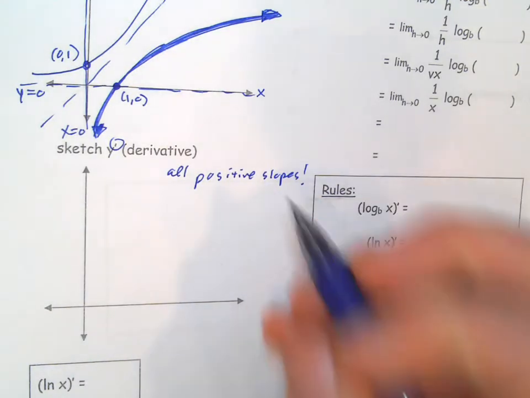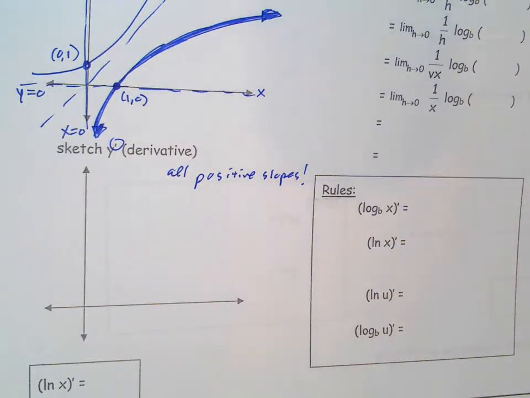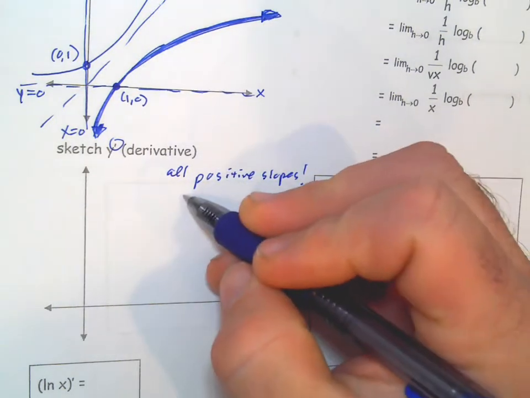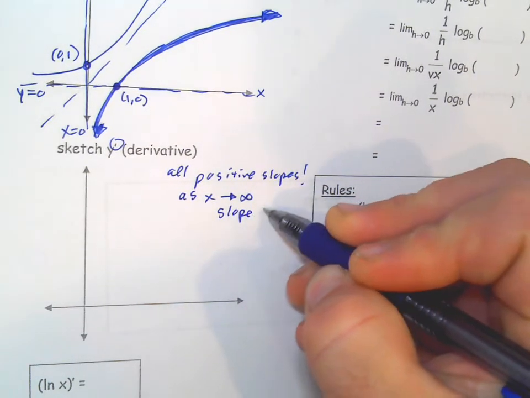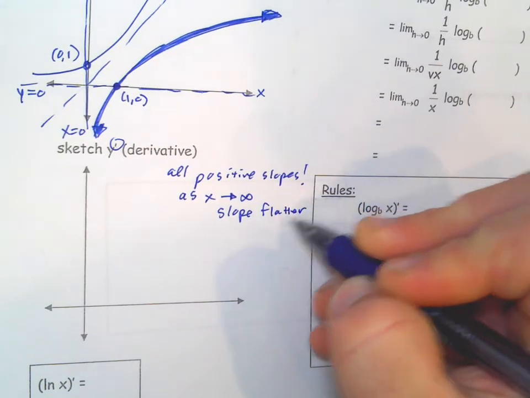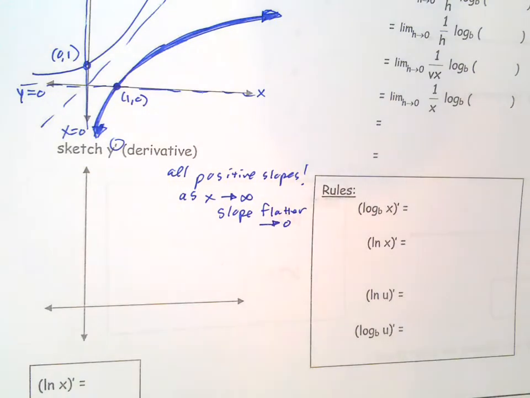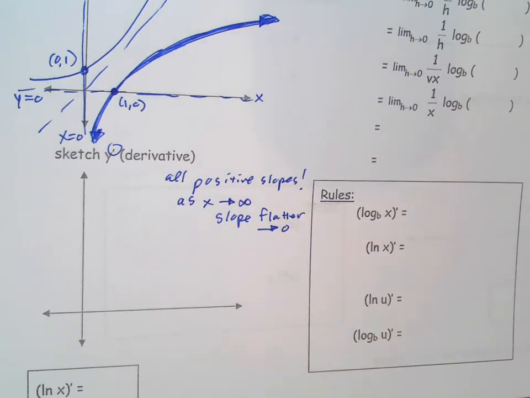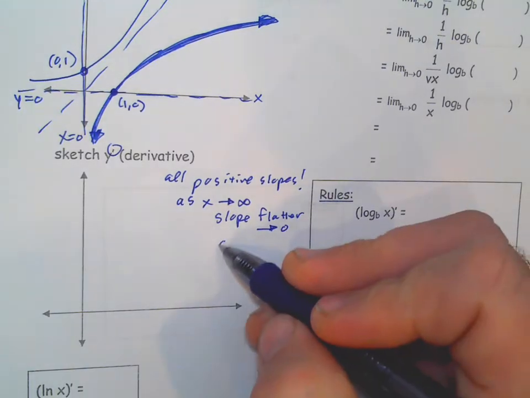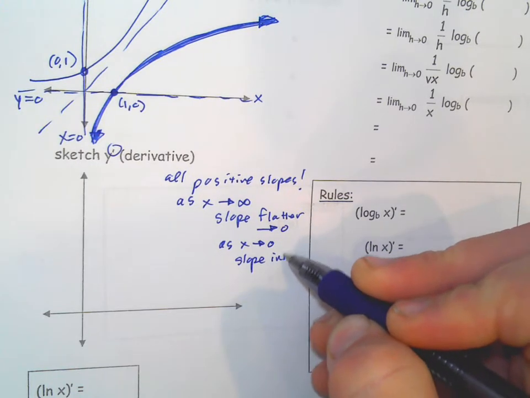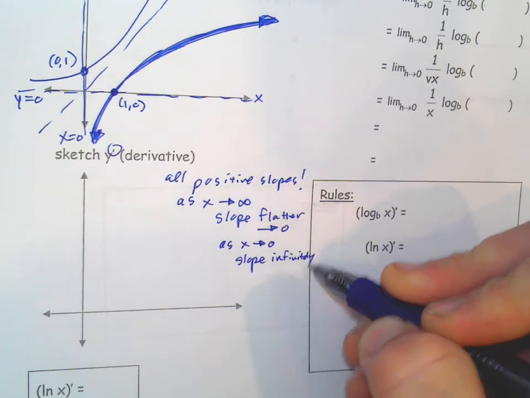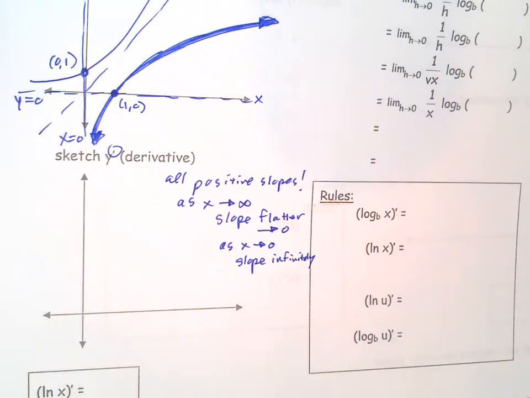As x goes to infinity, the slope is getting flatter, right? Less and less steep. So it's going towards 0, eventually. It's getting less and less the whole time. I mean, the graph's going up, but the slope is getting less and less steep. As x goes towards 0, the slope gets infinitely steep, right? Right here, it gets super steep.